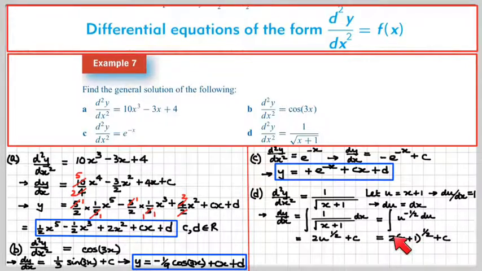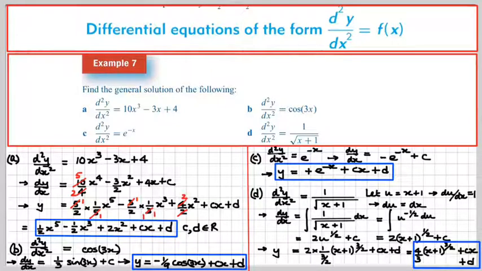Having armed ourselves with the knowledge of what we did with this variable substitution, we can do the same thing here. The antiderivative would be 2 times, now 1 more than 1/2 is 3 over 2, so it's 2 over 3 over 2 times x plus 1 to the 3 over 2 plus cx plus d. You get that? And this thing here comes out to be 4 over 3. So the answer is 4 over 3, x plus 1 to the 3 over 2 plus cx plus d, where c and d are any real numbers. Okay, happy with that?